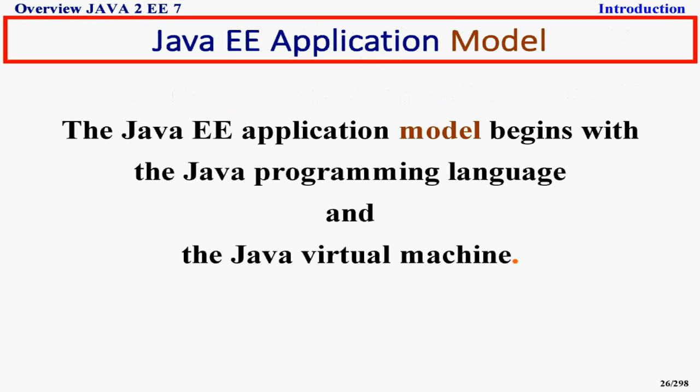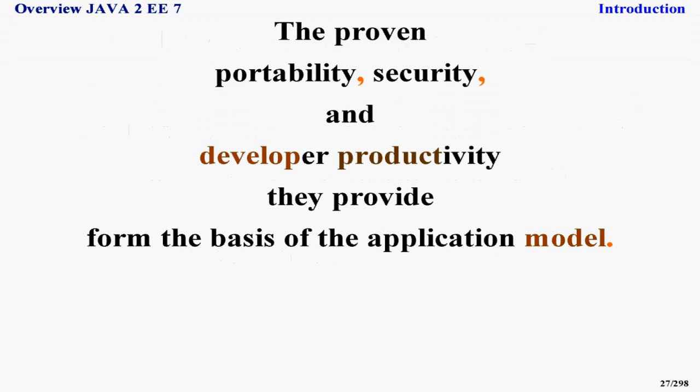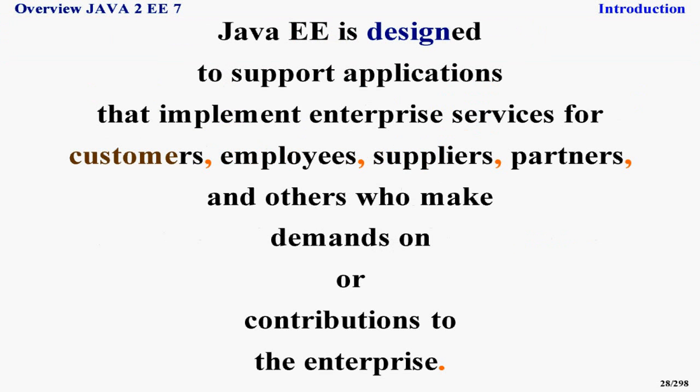Java EE application model. The Java EE application model begins with the Java programming language and the Java virtual machine. The proven portability, security, and developer productivity they provide form the basis of the application model. Java EE is designed to support applications that implement enterprise services for customers, employees, suppliers, partners, and others who make demands on or contributions to the enterprise.